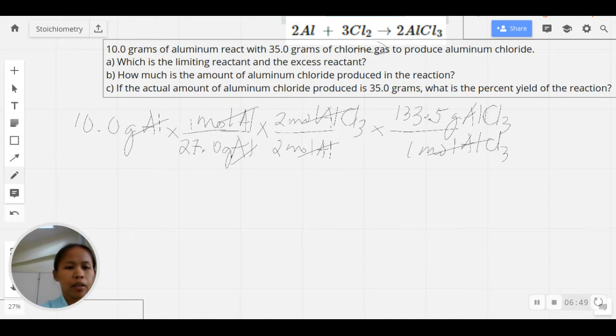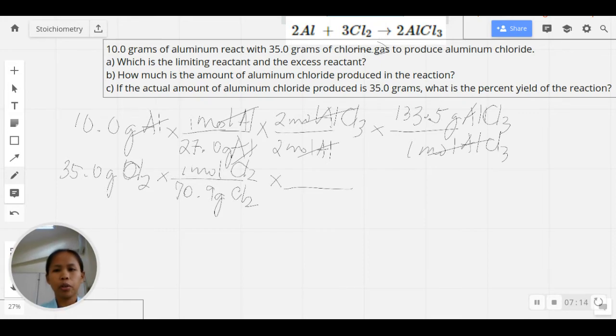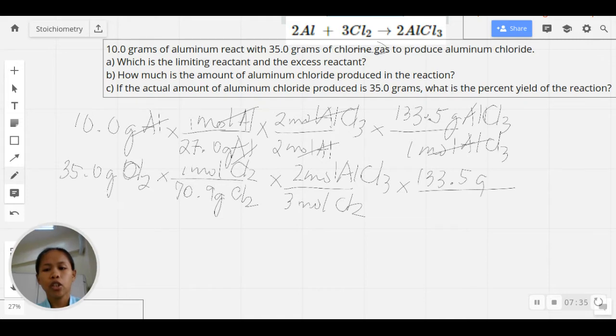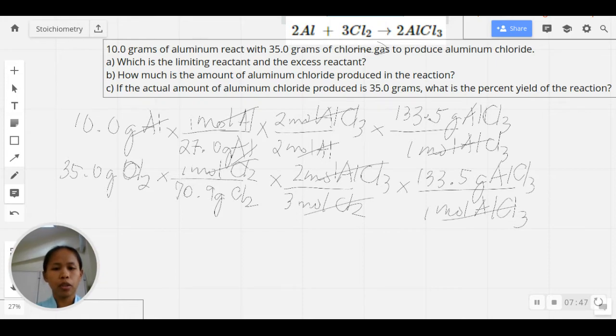Let's input the second given, the second reactant, which is 35.0 grams of Cl2. So times, you have Cl2 is 2 chlorine, so that is 35.45 times 2, so you get 70.9 grams of Cl2 for every 1 mole of Cl2. Then the mole ratio between Cl2 and AlCl3 is 3 is to 2, so we put 3 moles Cl2, and then 2 moles AlCl3. And then we multiply it lastly by the molar mass of AlCl3, which we can copy from above because we're focusing on just one product, AlCl3, for every 1 mole of AlCl3. So we cancel out mole AlCl3, mole Cl2, gram Cl2.